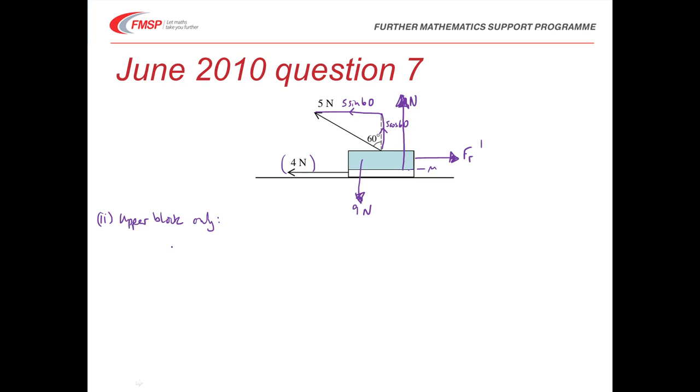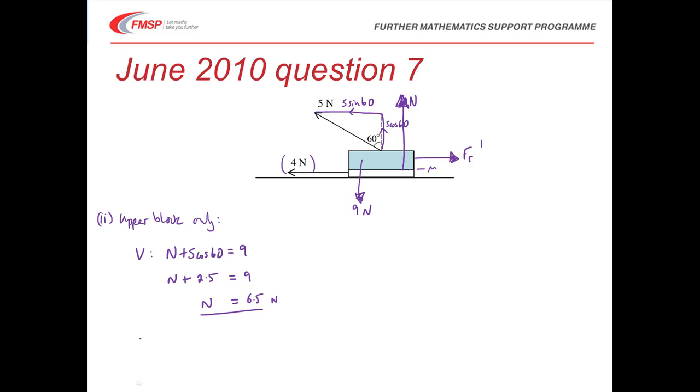And let's see what we have. Well, again, let's do vertically. Upwards, we've got the normal contact force upwards plus 5 cos 60. And that's equal to the 9 newtons downwards. And as before, 5 cos 60 is 2.5, which means we've got an exact value for N of 6.5 newtons. I know it's slightly confusing, but I've used N for the normal contact force as well.